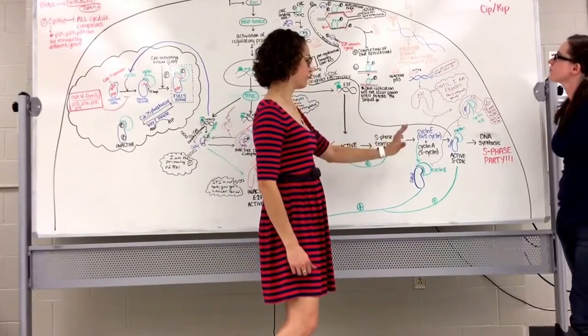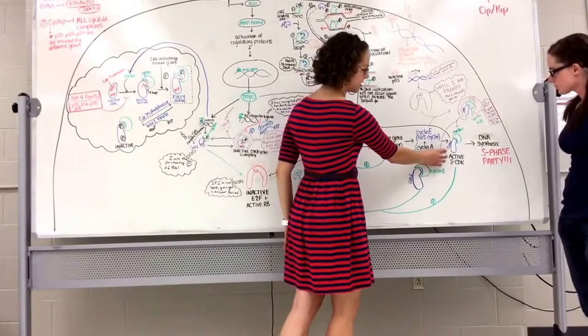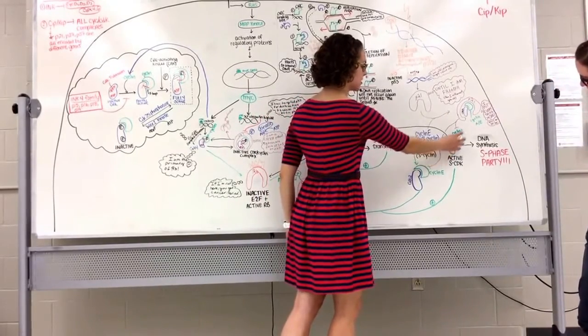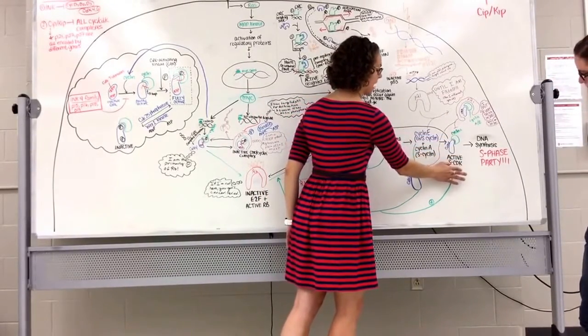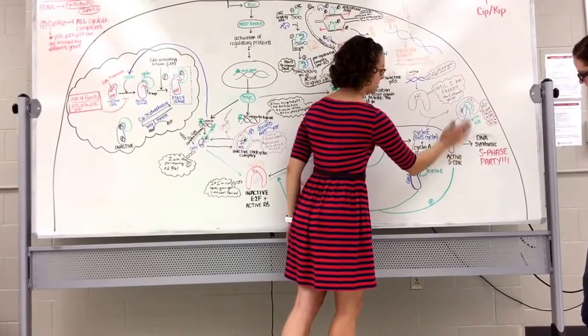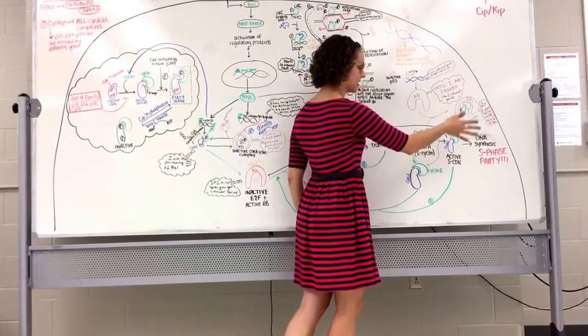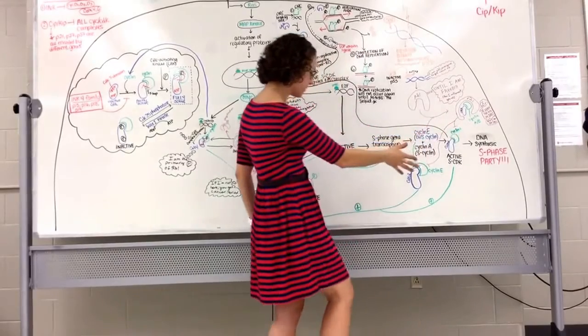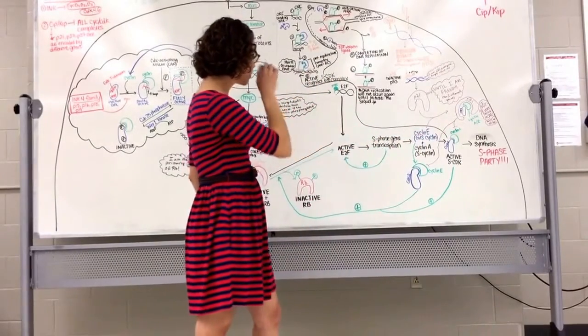And then moving on from there, you get a CDK2 and cyclin A complex, which is called active S-CDK, which eventually leads to DNA synthesis and the S phase party. So there's a lot of other regulation going on at this point too.